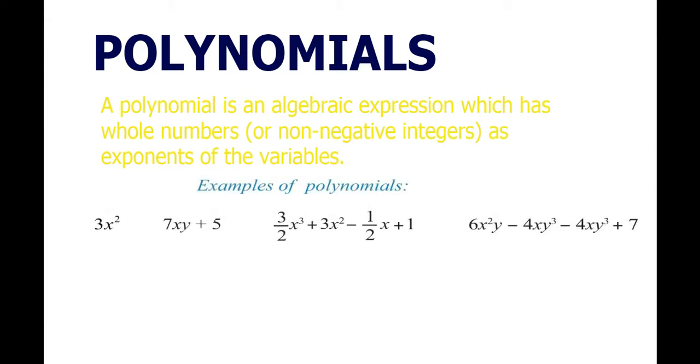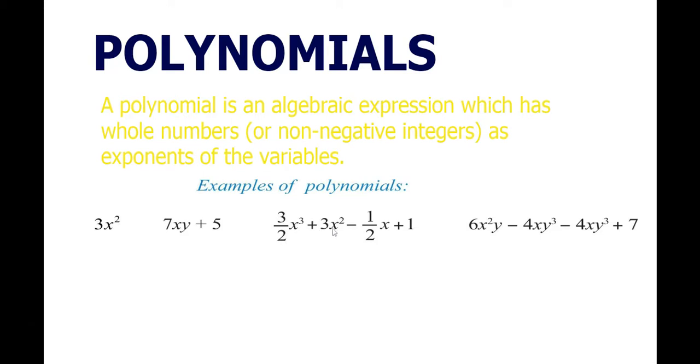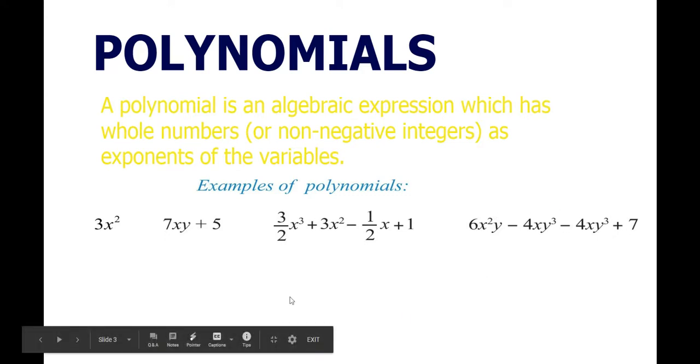We can observe that in all these examples, the powers of the variables are positive integers. The coefficients of the terms may be in fraction. They can be any real number, but the powers of the variables are positive integers or they are whole numbers. Let us now see some examples which are not polynomials.